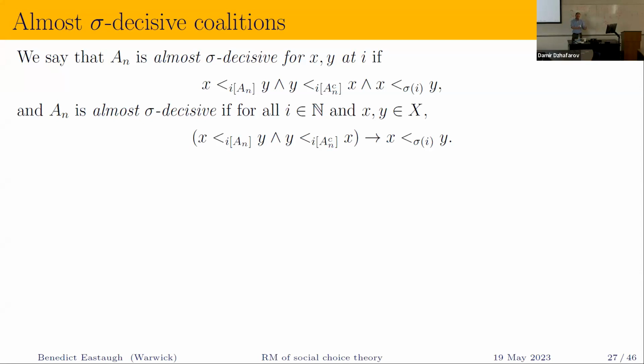An almost sigma decisive set is one where, when everyone in that set strictly prefers X to Y, and everyone not in that set strictly prefers Y to X, then the social welfare function always agrees with everyone in that set. Then we say that set is almost sigma decisive. So that's the second definition. The first one is just like at a given profile.